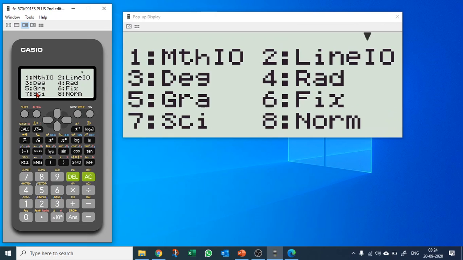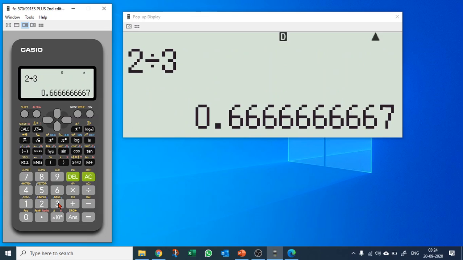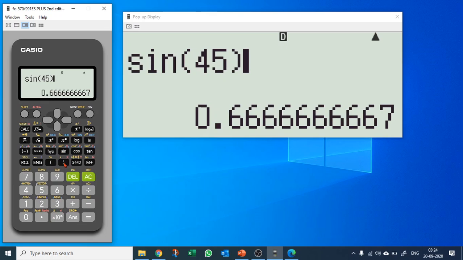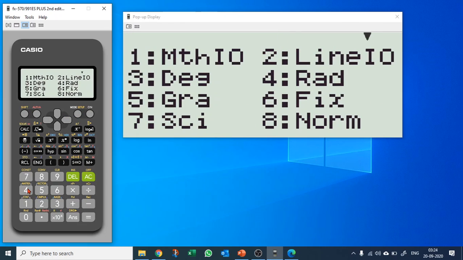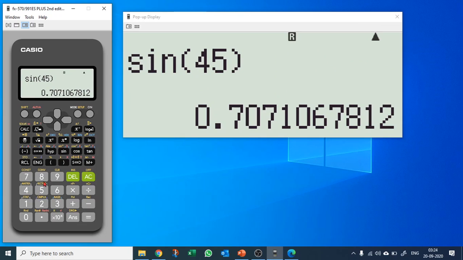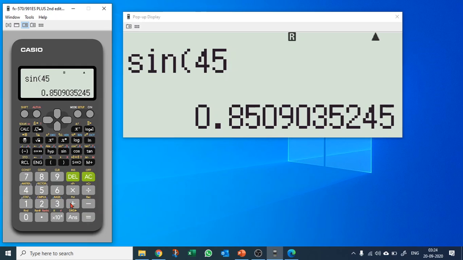Then comes degree, radian and gradian. So these are 3 angle settings. If you keep it in degree and calculate the value of sine of 45, currently this is 45 degree, it gives you this. If your calculator is in radian mode and you calculate sine of 45, basically sine of 45 radian, the answer would be different. And similarly it will be for gradian.